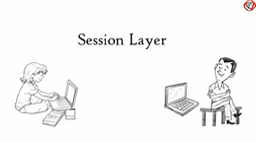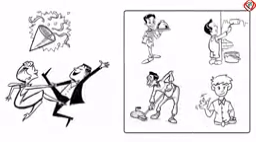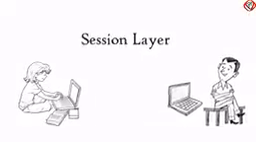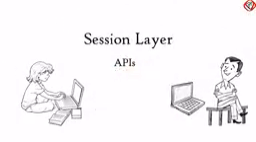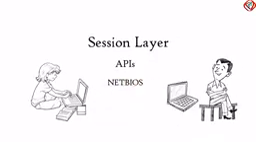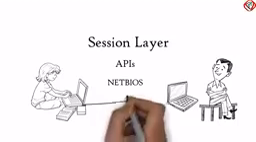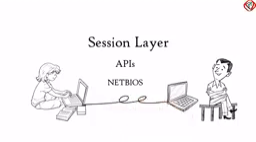Like you hired some helpers for your party, the session layer too has its own helpers called APIs, or application programming interfaces. NetBIOS, or Network Basic Input-Output System, is an example of APIs which allows applications on different computers to communicate with each other.